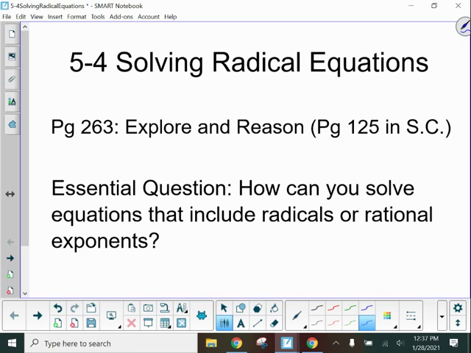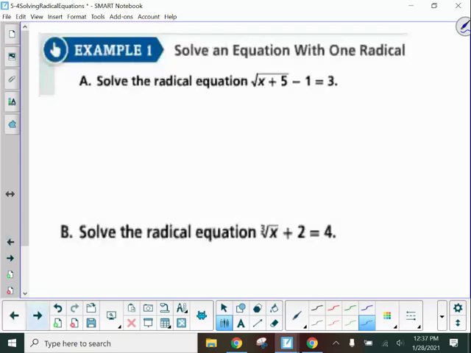This is your part 1 video for 5-4 solving radical equations. Our essential question for this section: how can you solve equations that include radicals or rational exponents? We will be looking at both types of equations as we move through this section.